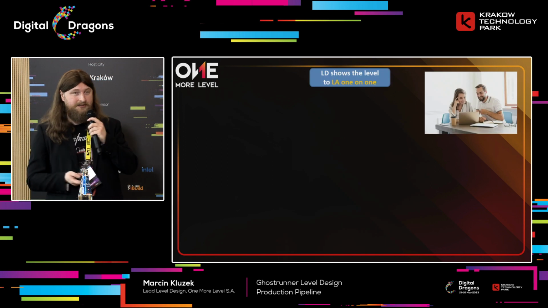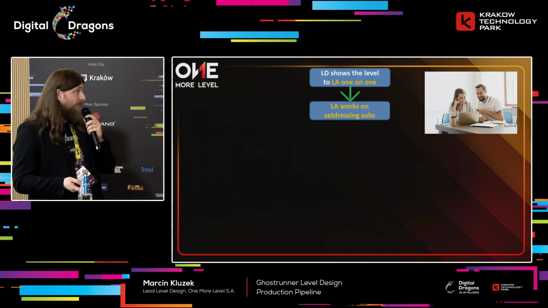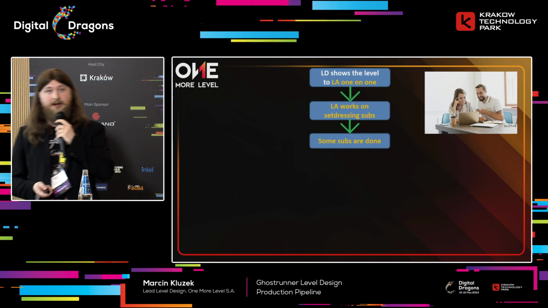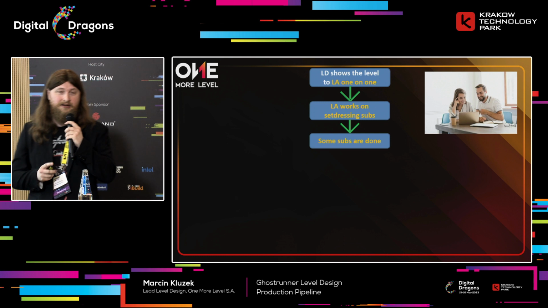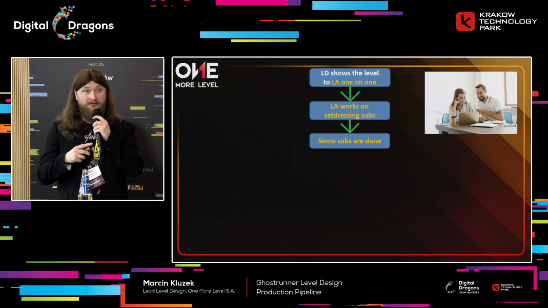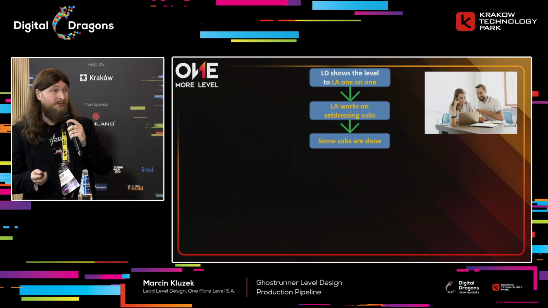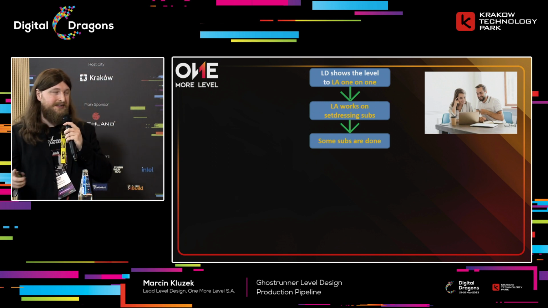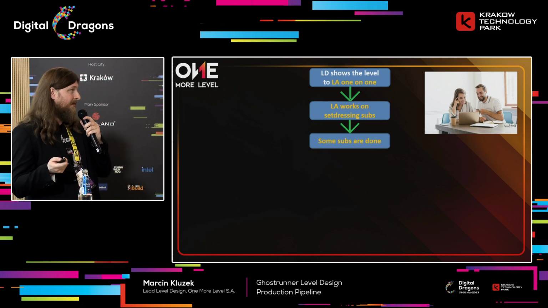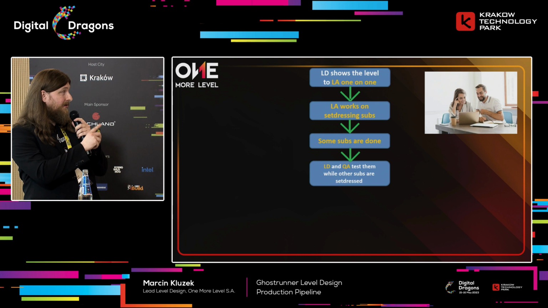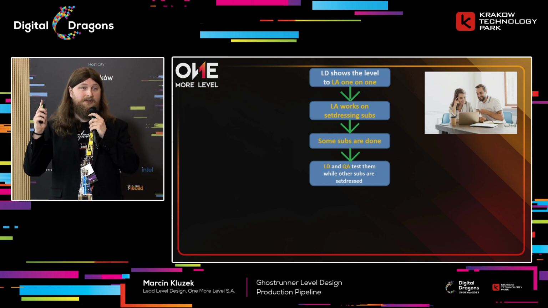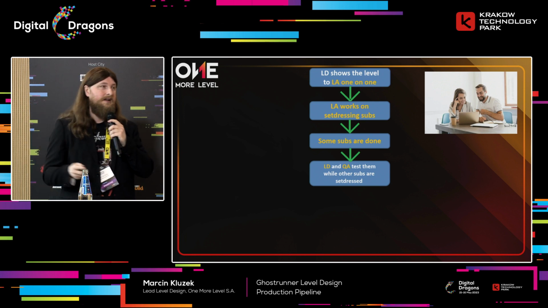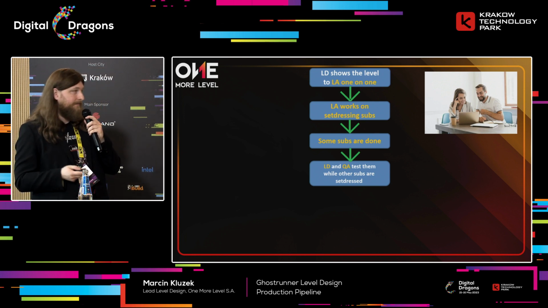So level artists work with level designers one-on-one. Set dressing starts, so adding assets. And some sub-levels are done. So there's another difference between Ghostrunner 2 and Ghostrunner 1. In Ghostrunner 1, we were waiting until all the assets were done, and then we were testing it. Now, when some sub-levels are considered done, we test them while the other artists work on the future sub-levels. That way it's more efficient.